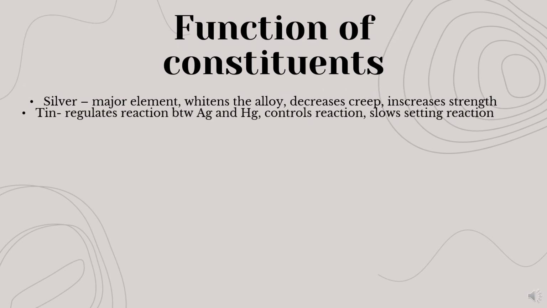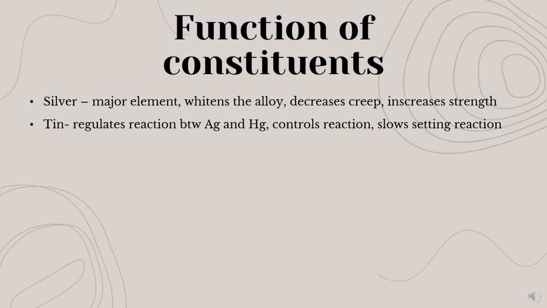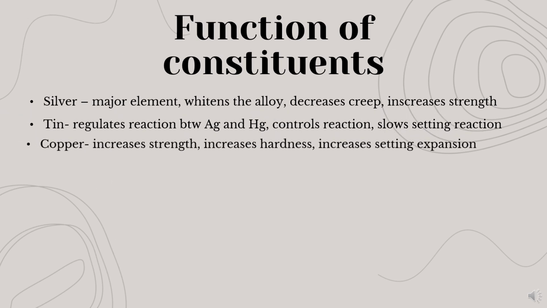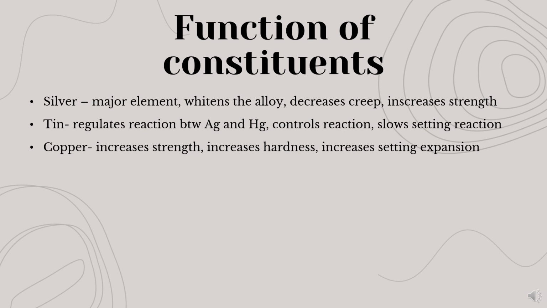Second component is tin. It regulates reaction between silver and mercury. It also controls the reaction, slows setting reaction, and reduces setting expansion. However, the disadvantage of tin is that it also decreases strength, decreases hardness, and increases tarnish and corrosion. Therefore, the amount used should be limited. Next, copper. It increases strength, increases hardness, increases setting expansion.